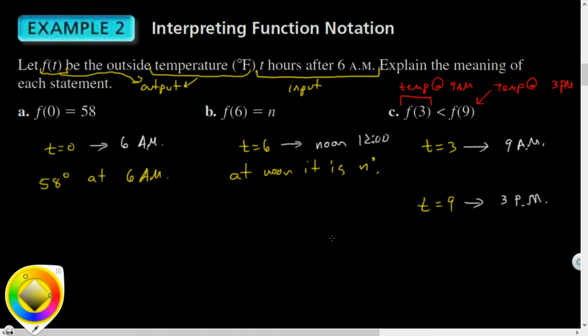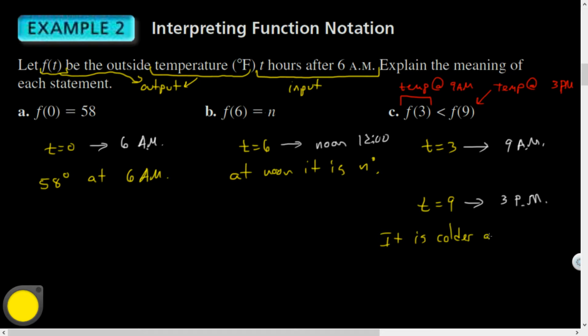I don't even know what those temperatures are yet. All I know is that it is colder at 9 a.m. than 3 p.m. Does that make sense? The output of the function, the temperature at this time, is less than the temperature at this time. It's kind of weird, but it's just to get used to what these things mean. It takes a little while getting used to.